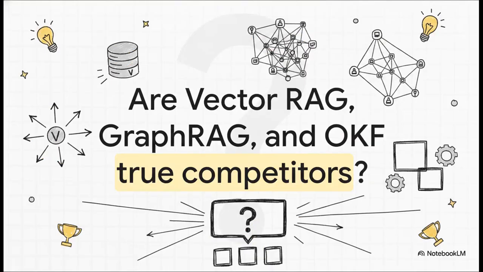Right now, there's this massive assumption out there that is literally causing decision fatigue across the entire tech industry. You might be staring at a whiteboard right now, asking yourself, are vector RAG, GraphRAG, and OKF competitors? People tend to think they have to pick just one to win the AI race. Do we go all in on a vector database? Do we build a massive knowledge graph? Do we just wait for OKF to mature? It kind of feels like a high-stakes, multiple-choice test, where picking one means missing out on the rest.